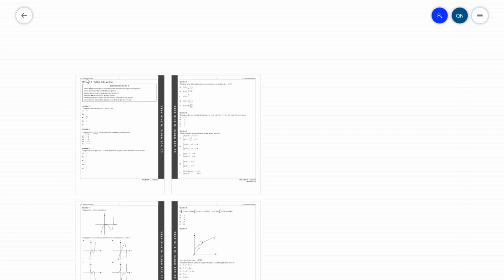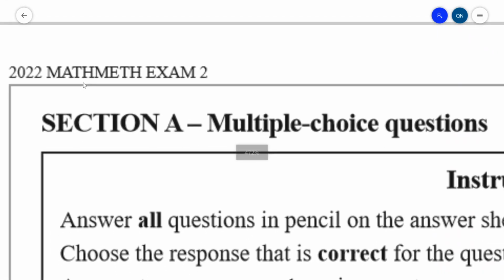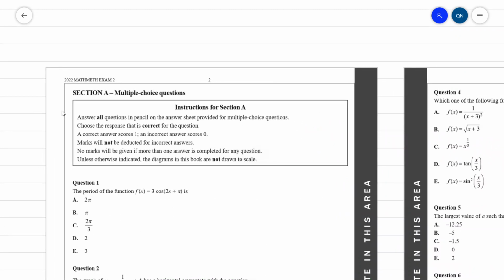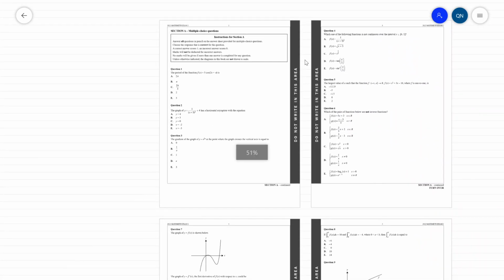Today we're taking a look at the 2022 Methods Exam 2. I'm only doing Section A, the multiple choice section, in this video because I can't be bothered doing the whole thing in one sitting. Extended response, which is Section B, will be out in another video, hopefully sometime soon.